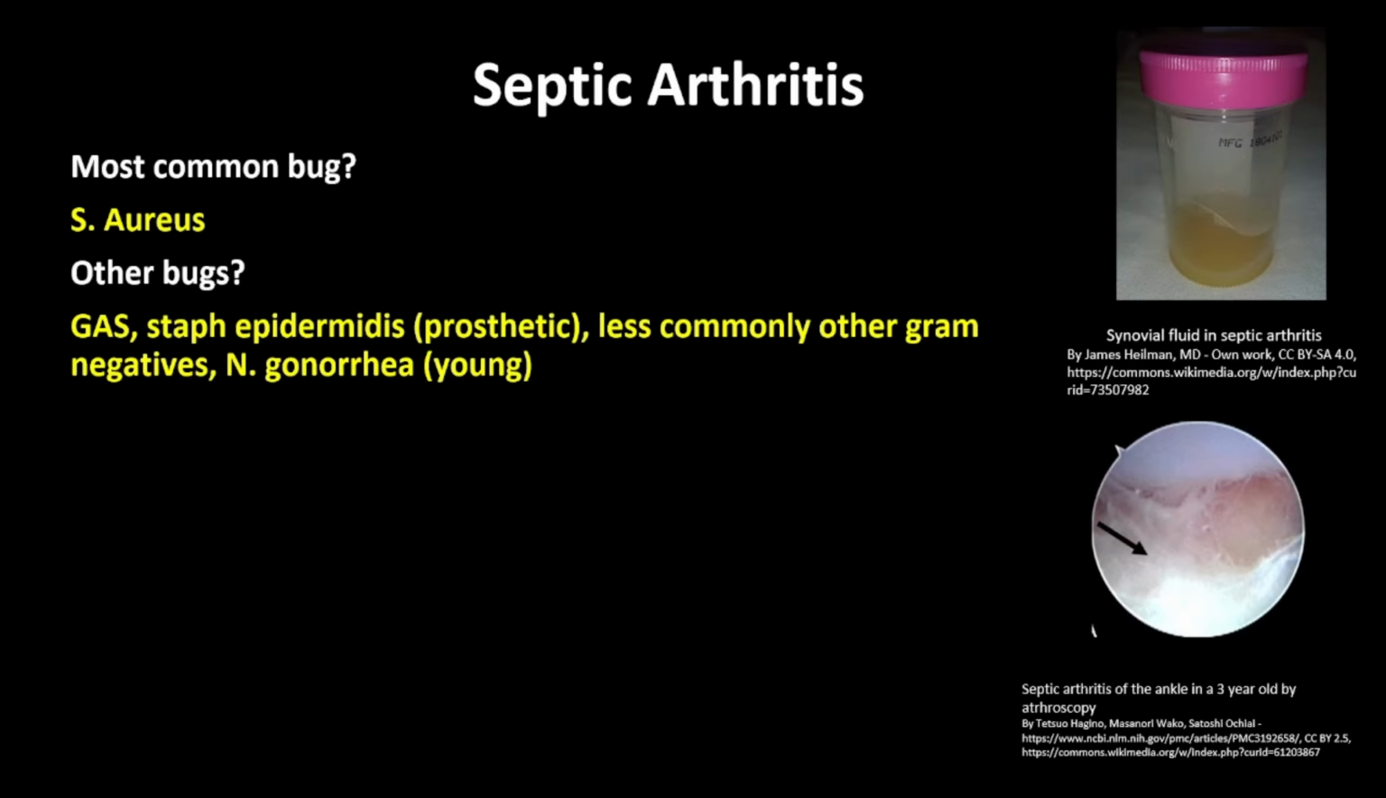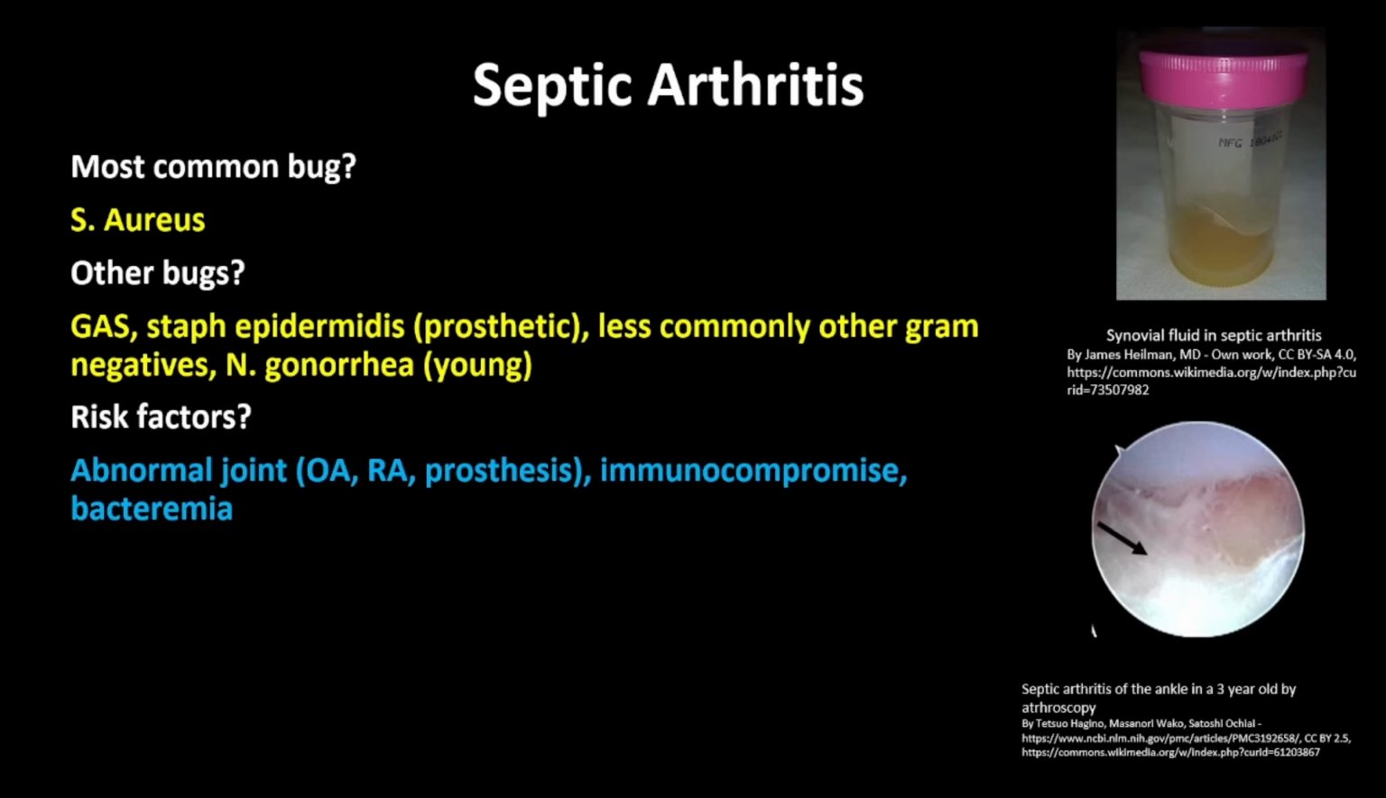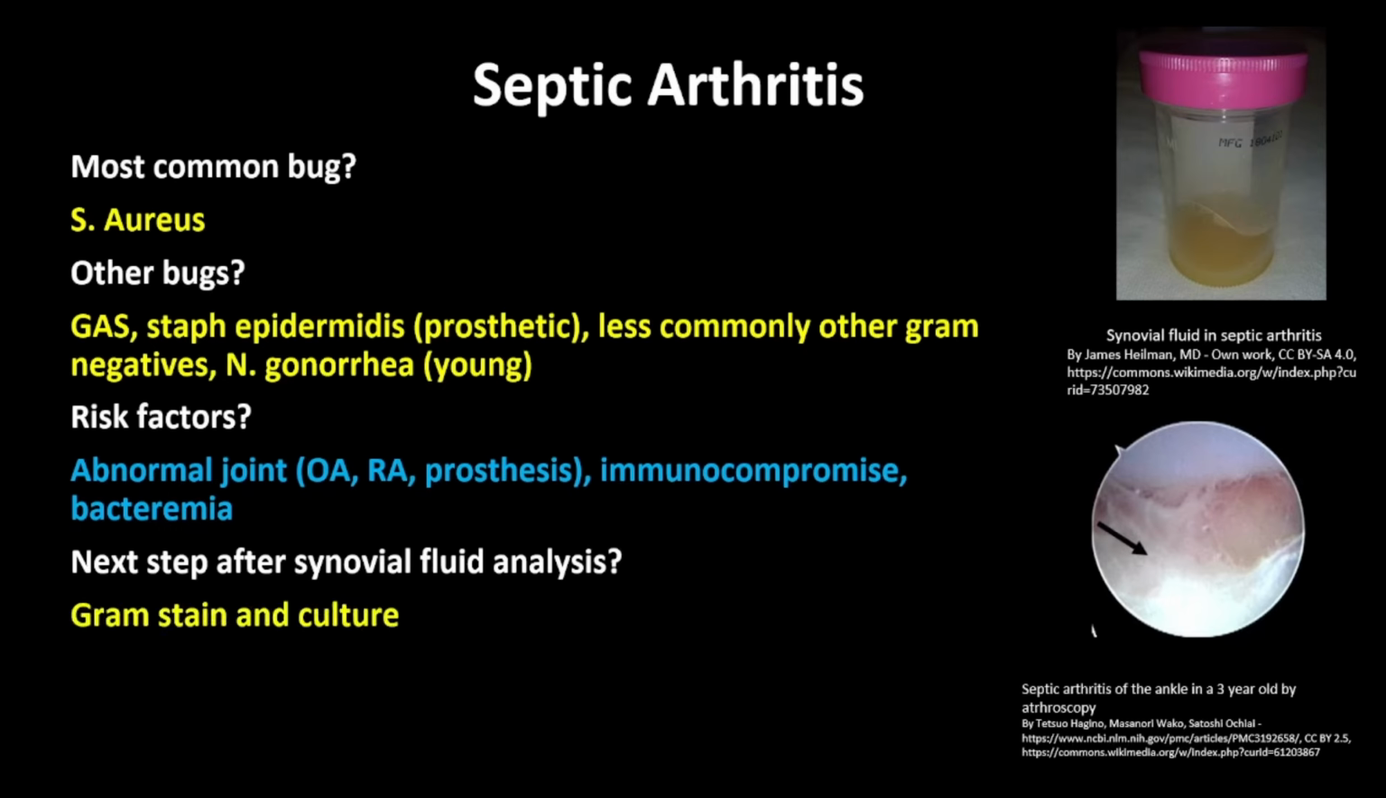especially in younger patients. So some risk factors for septic arthritis: any abnormal anatomy of the joint, so osteoarthritis, rheumatoid arthritis, prosthesis, immunocompromise, and bacteremia as well. And what's part of the synovial fluid analysis? That's gram stain and culture.